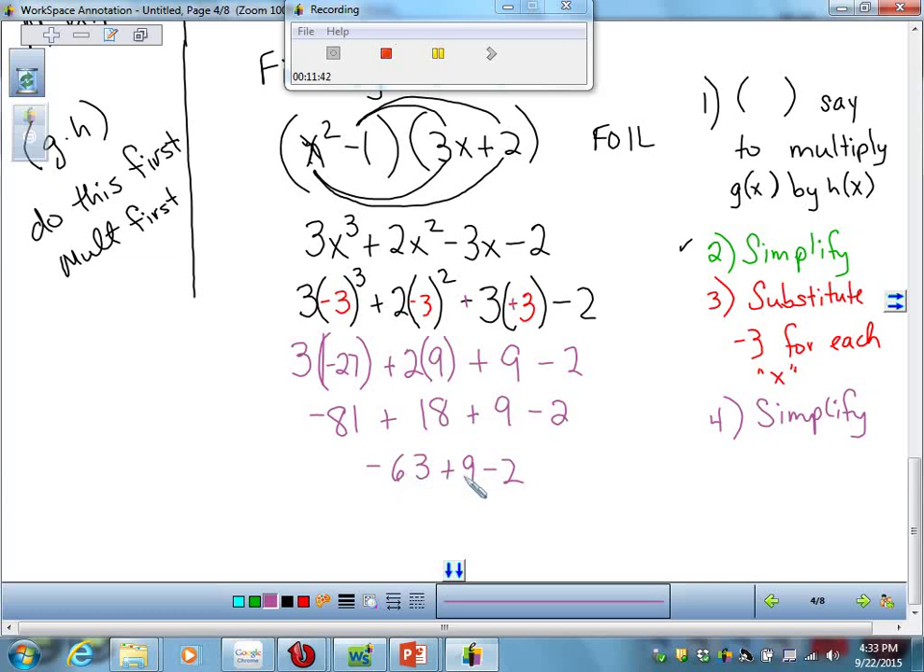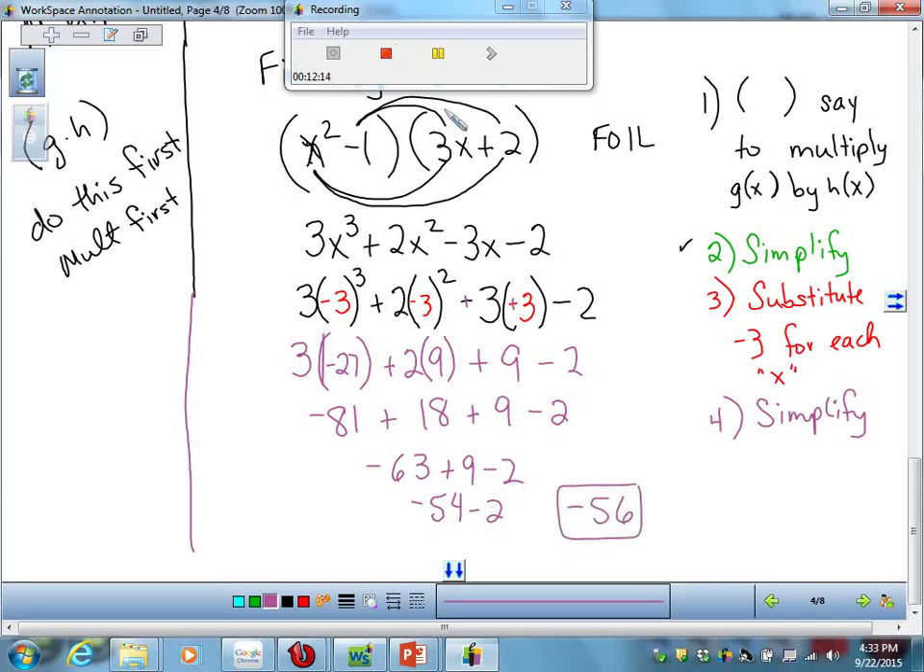Going to be subtracting. The 63 is bigger, so that will be negative. 63 take away 9 is... it's the end of the day, my brain's working a little slowly here. A negative 54. Take away 2 is a negative 56. So final answer, negative 56.